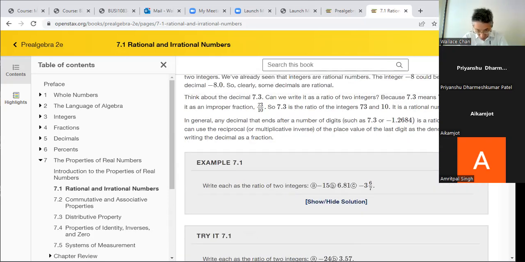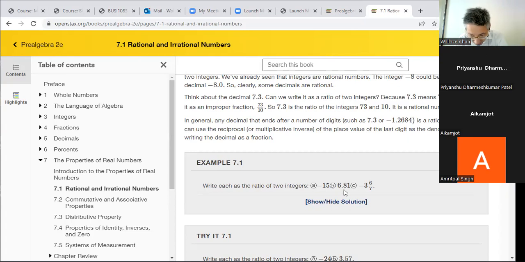Now, I want to give you a little bit of practice. Write each as the ratio of two integers. The first one, negative 15. How can you write it as the ratio of two integers? Negative 15 is negative 15 to 1, right? Which is negative 15 over 1.